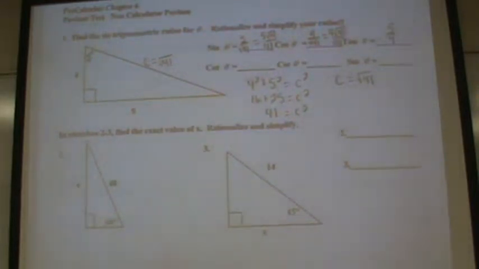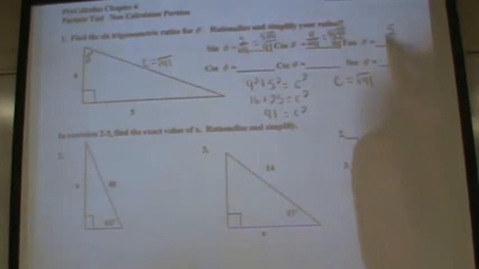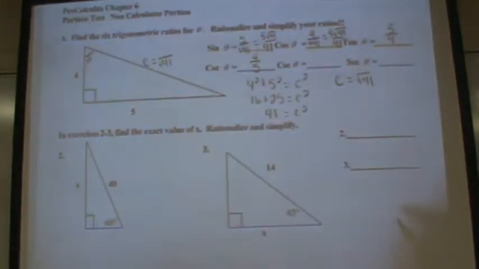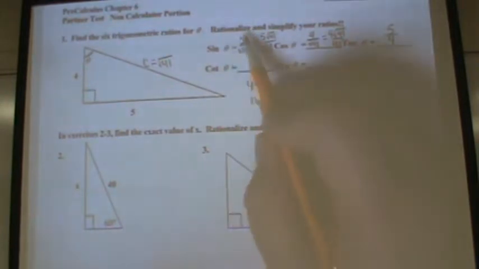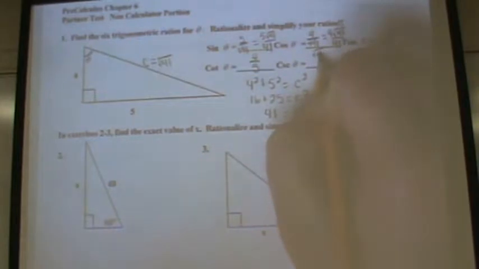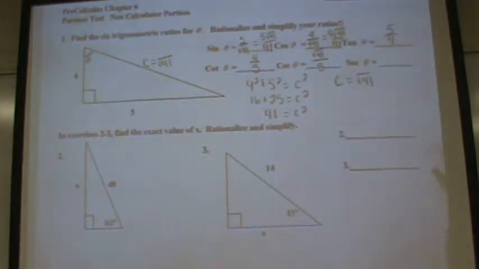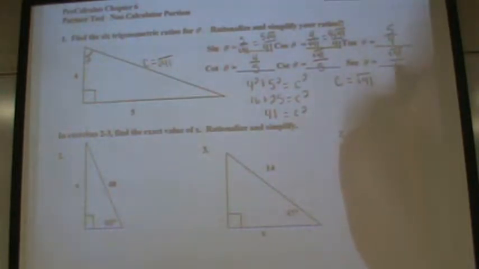So cotangent is the inverse of tangent. So we flip the ratio that we were given for tangent, so you get 4 over 5. Cosecant is the inverse of sine, so you'll flip your sine ratio, so you get root 41 over 5. And secant is the inverse of cosine, so you'll flip your cosine ratio, so you get root 41 over 4.